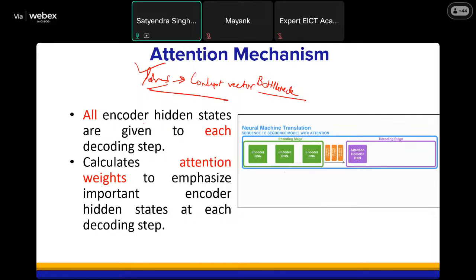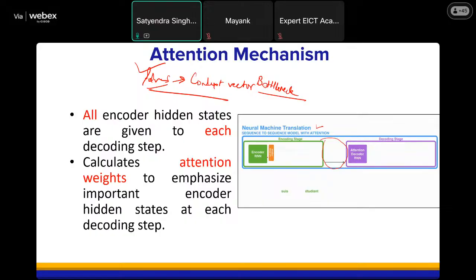So what is the attention mechanism? Earlier, in the encoding stage, you were taking the last vector as a context vector. In the sequence to sequence with attention model, and we are not talking about the transformer here, this is before the transformer, instead of taking the final vector as a context vector, we collect all those intermediate hidden states together.